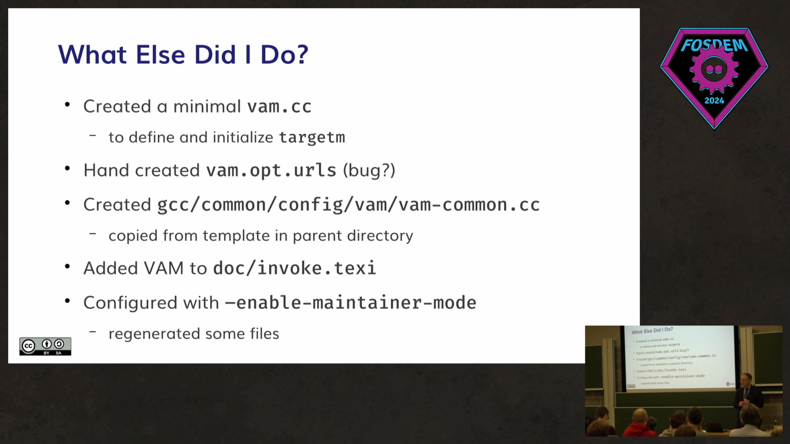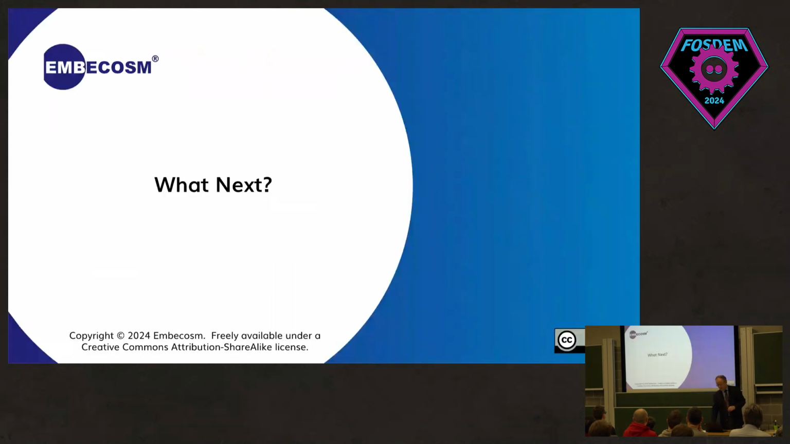I had to create vam-common.cc, and I'm not quite sure why I had to do that, but everyone seems to do it except OpenRISC. And I had to do it to make it work, and I just took the template one and used it. I added vam to the documentation. That's a good thing. I also compiled with enable maintainer mode, which is used to regenerate some files. That was when I was trying to fix the URLs problem. I'm not sure I actually needed to do that, okay? But that's what I did to get there.